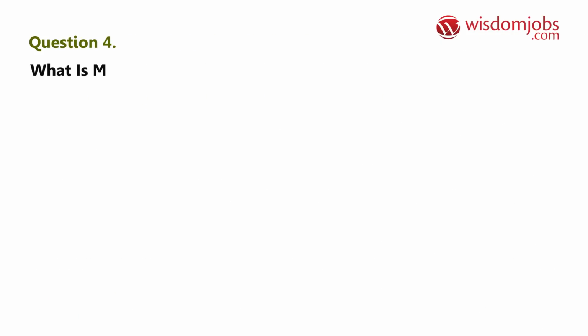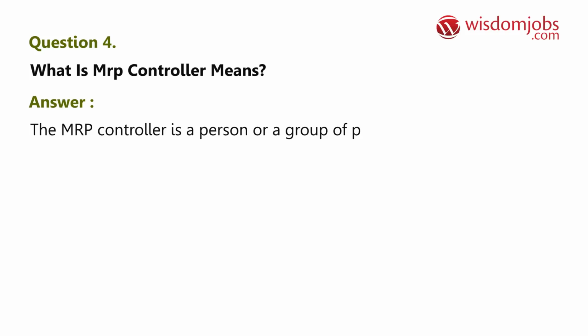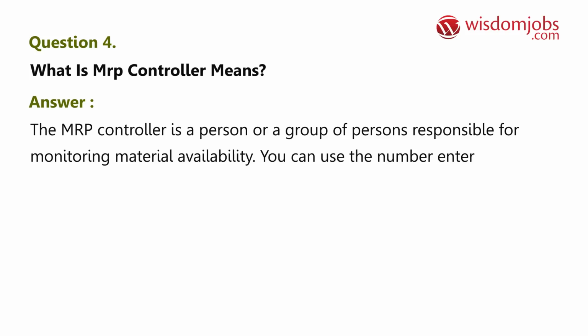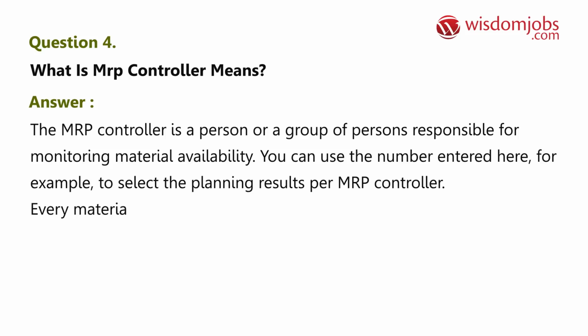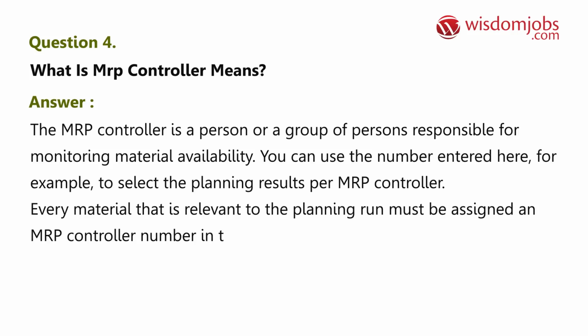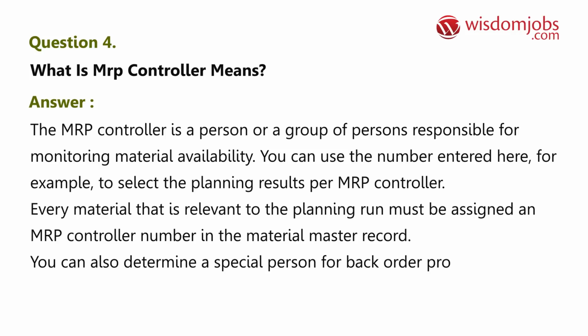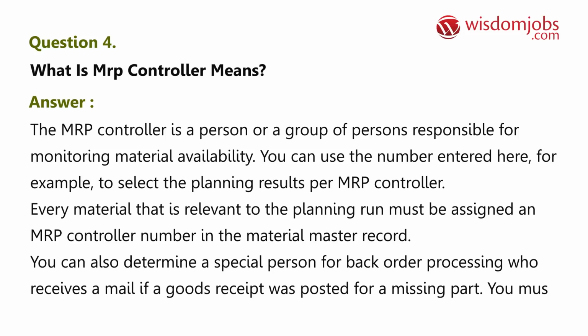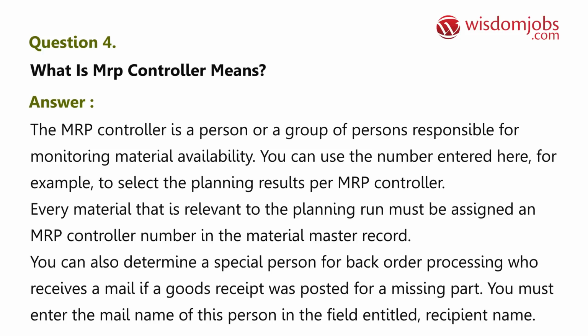Question 4. What does MRP controller mean? Answer. The MRP controller is a person or a group of persons responsible for monitoring material availability. You can use the number entered here, for example, to select the planning results per MRP controller. Every material that is relevant to the planning run must be assigned an MRP controller number in the material master record. You can also determine a special person for back order processing who receives a mail if a goods receipt was posted for a missing part.